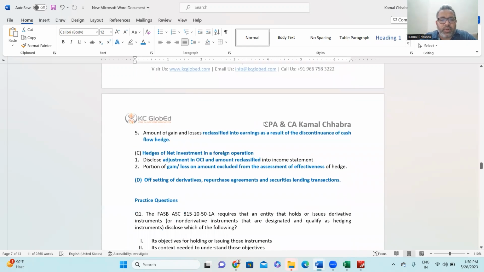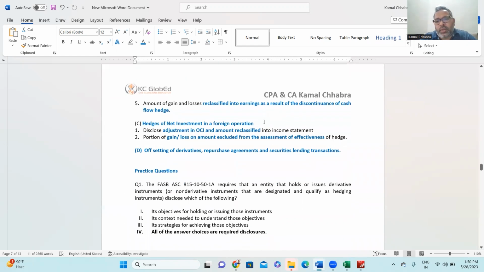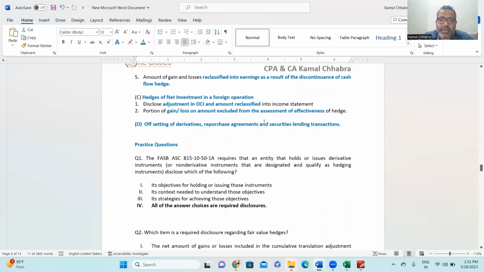And then the third one is hedge of net investment in foreign operation. Disclose the adjustment in OCI and the amount reclassified to the income statement, and the portion of gain or loss amount excluded from the assessment of effectiveness. Last one is if there is any offsetting of derivatives, purchase agreements and securities lending transactions. So these are the disclosures.